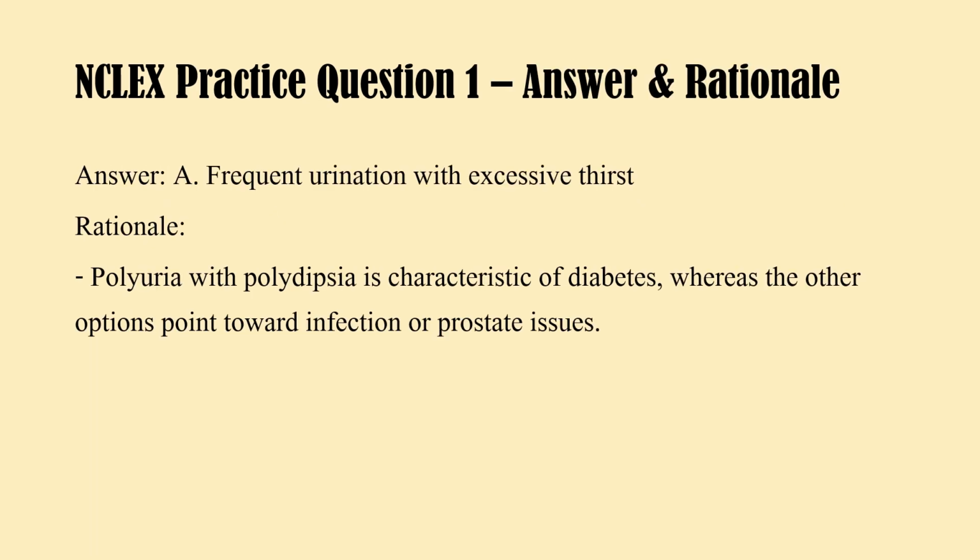The correct answer is A. Frequent urination with excessive thirst, which aligns with the classic presentation of diabetes involving polyuria and polydipsia, whereas the other choices suggest infection or prostate related issues.